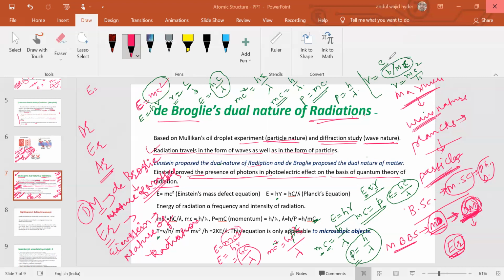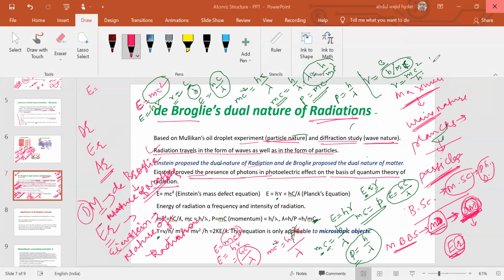Lambda is equal to h upon mc. So instead of lambda, what have we written? h upon mc. Now this and c will be placed here. So what we will be writing? Gamma is equal to mc square upon h.